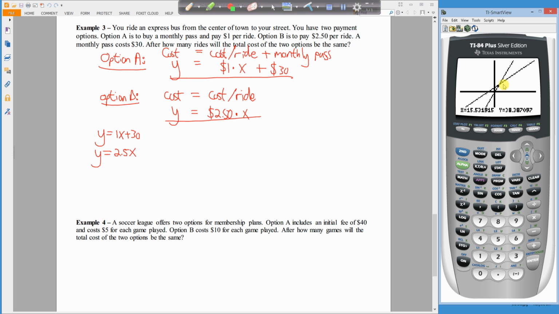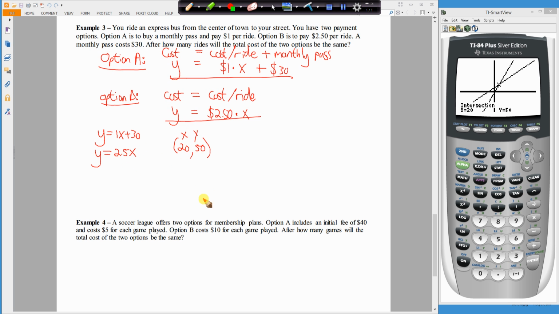Now what I can do is just say second calc, find the intersection. First curve, second curve, guess. Intersection is there. And so what I have here is when x is 20, y is 50. Now they're not asking for the cost. They're saying after how many rides will the cost be the same. So both of these lines, y is 50 when x is 20. For both options, the cost will be $50 when I have taken 20 rides.